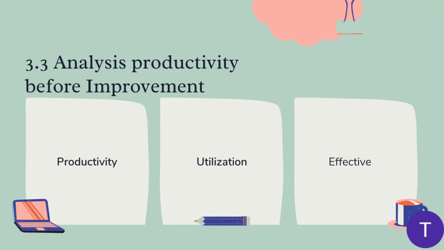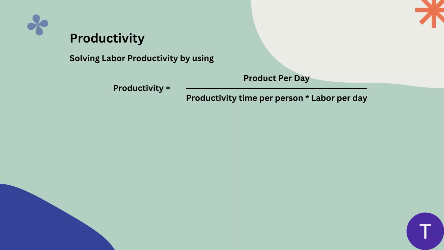3.3 Analysis of productivity before improvement. We use three formulas to analyze the productivity before we improve. The first one is the productivity formula, the second one is utilization, and the last one is effectiveness. To analyze the productivity, we solve labor productivity by using this formula. The productivity equals product per day divided by productive time per person multiplied by labor per day.